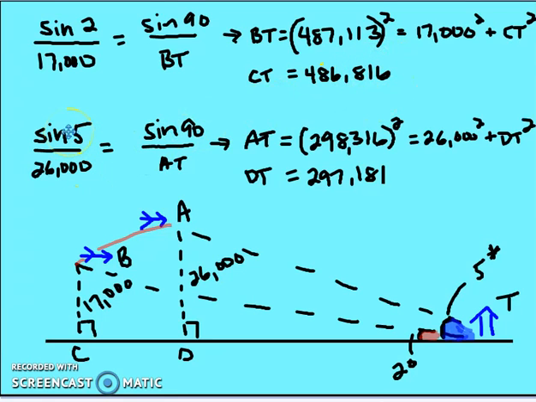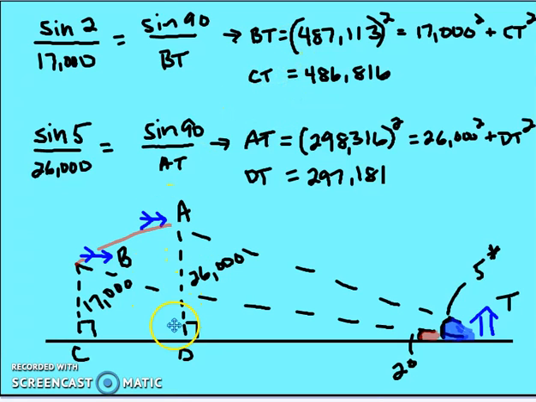Now we're going to solve for AT. Sine of 5 over 26,000 is equal to sine of 90 over AT. AT ends up being 298,316. We're going to find DT by using the Pythagorean theorem. DT ends up being 297,181. All right, so we have several ways to solve this.